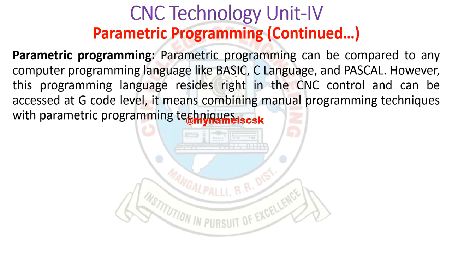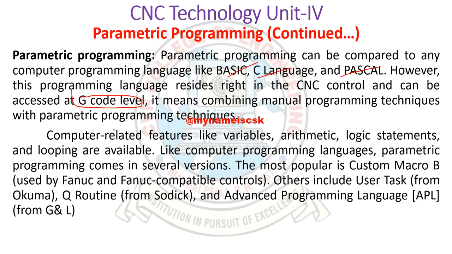So in this one we can use different programming languages like BASIC, C language, Pascal, etc. And we can access the G code in this parametric programming by assigning the parametric values. So here we can use the custom macro B in the Fanuc CNC machine, or else we can use Fanuc compatible controls, and we can also use the Q routine from SolidWorks and advanced programming APL and GNL. We can use these kinds of programming in this parametric programming.